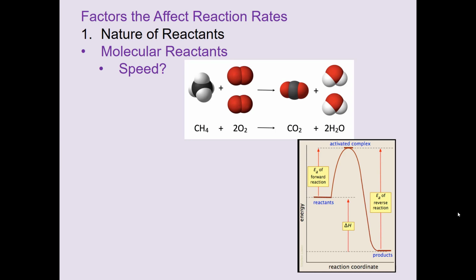We can have molecular reactants or ionic. Let's first look at molecular reactants. For molecular reactants, I have molecules that are coming together. They need to come together and hit each other with the correct orientation and also the correct speed or the correct energy so that it's enough energy to start breaking bonds and make that activated complex.